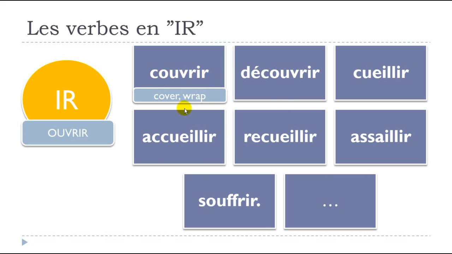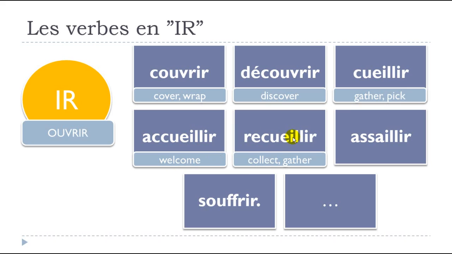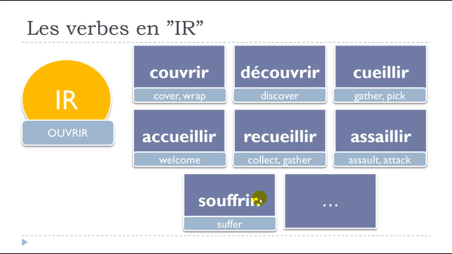So couvrir means to cover or to wrap. Découvrir, to discover. Cueillir, to gather, to pick. Accueillir, to welcome. Recueillir, to collect, to gather. Assaillir, to assault, to attack, and then souffrir, to suffer. So these verbs here will be conjugated the same way ouvrir is, and it's not that difficult.